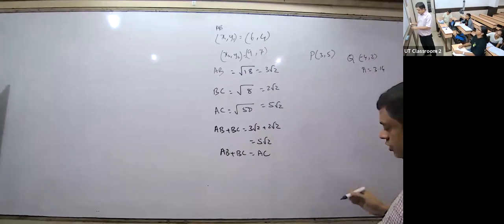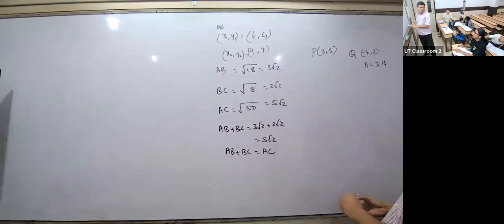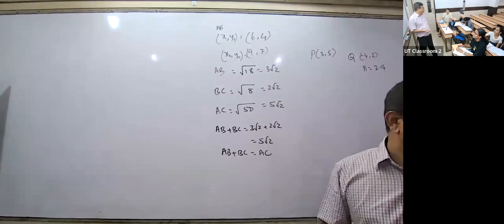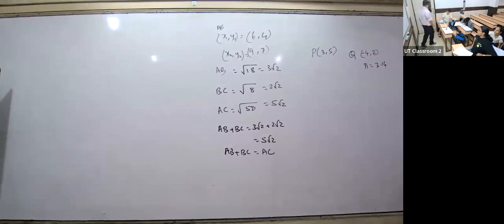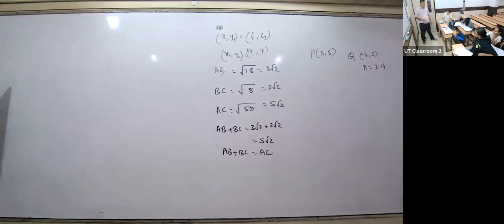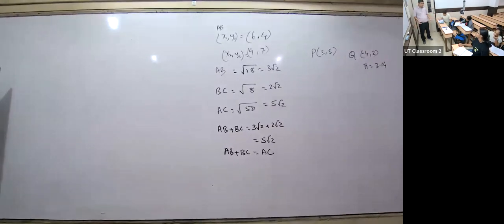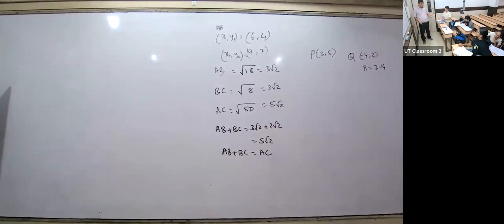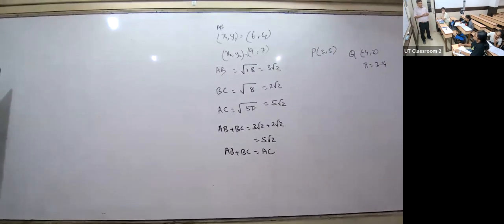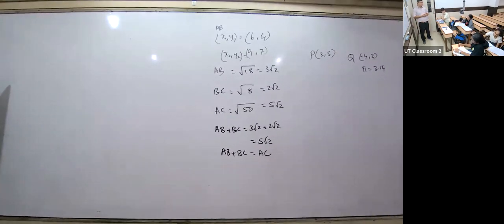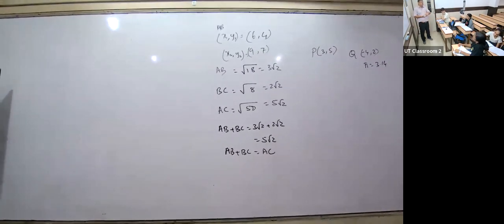Do you know how to find the area of a circle? What is the area of a circle? Pi r square. So you have to find out the radius. Here, what is PQ? PQ is the radius or not? What is P? Center, no? How is PQ the radius? P is the center of the circle. Q is any point on the circle.